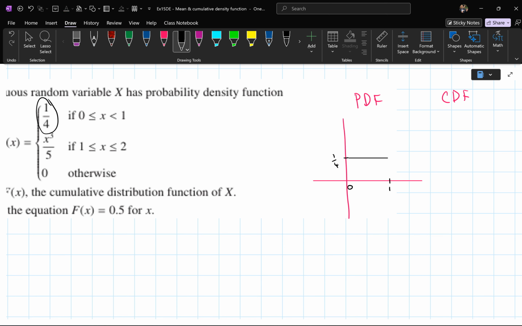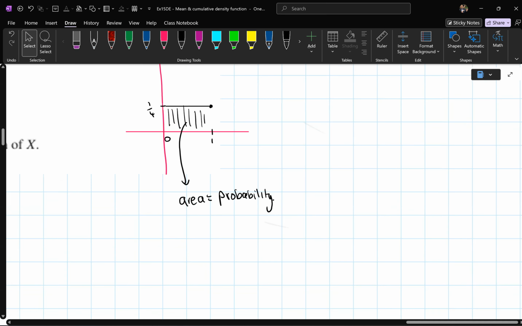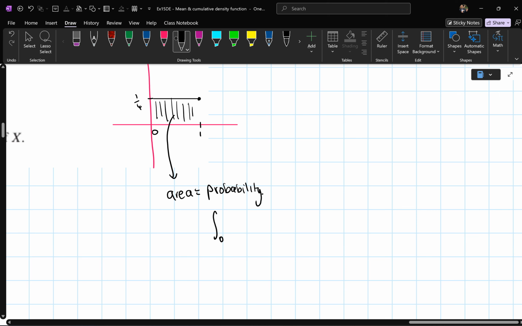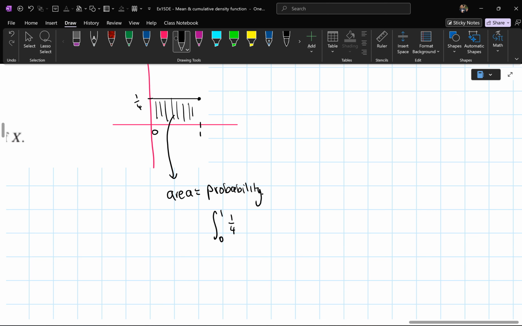So what's interesting is, if I asked you how do you find the area under the curve? In a PDF, the area under the curve represents the probability. So area equals probability. To find that, you would do the integration between 0 and 1 of a quarter dx, and that will give you a quarter x from 0 to 1. Then sub 1 in, sub 0 in, so it's a quarter minus 0 on 4, and that gives you a quarter.